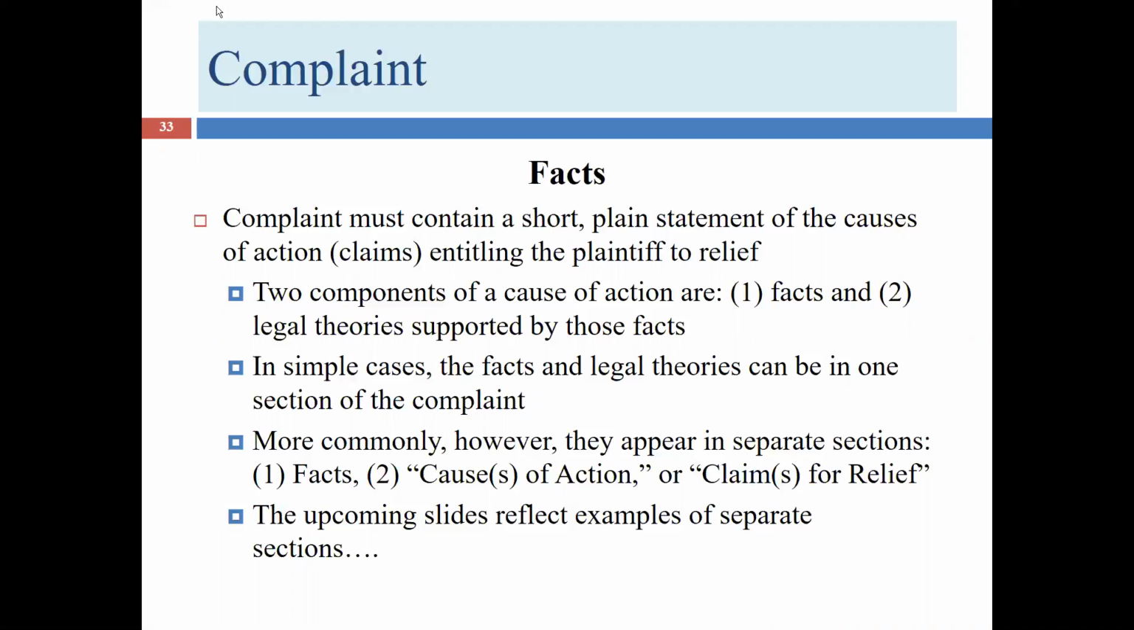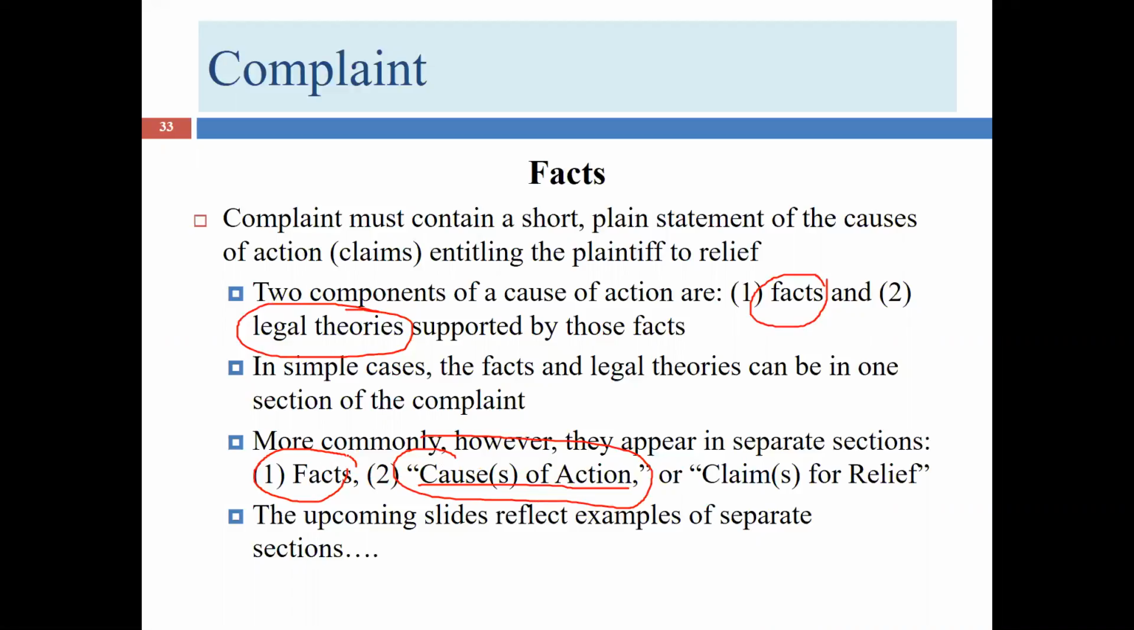Okay, so what are we looking for here? The complaint must contain a short, plain statement of the causes of action entitling the plaintiff to relief. So we're typically going to be looking for two things here. We're going to be looking for facts, and we're going to be looking for legal theories. Another term for that would be causes of action. It's not absolutely required that you list legal theories. It's a best practice, but it's not absolutely required. You can combine facts with legal theories, but more commonly people will talk about facts, they'll call out causes of action, and have those separate. Why do they do that?